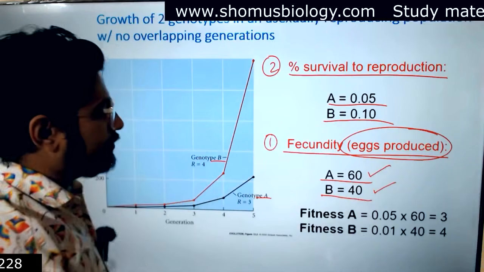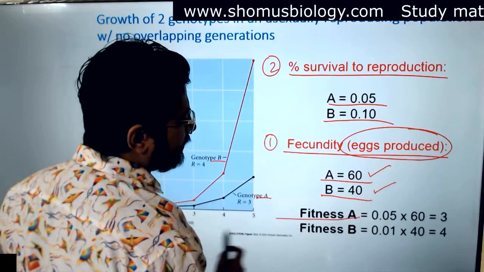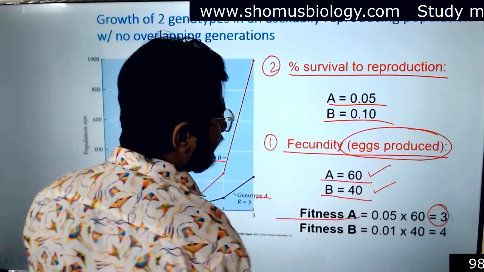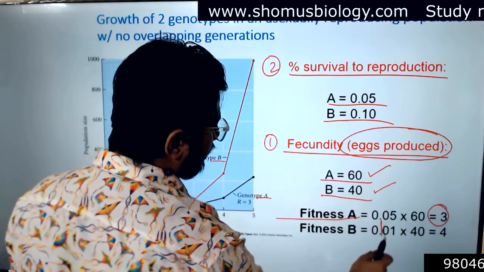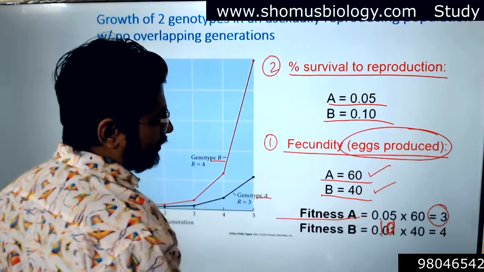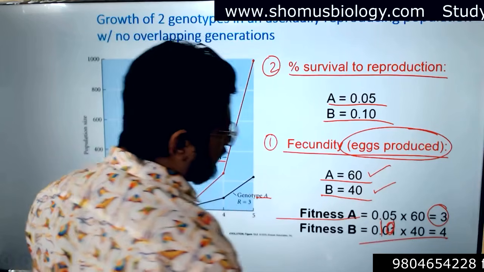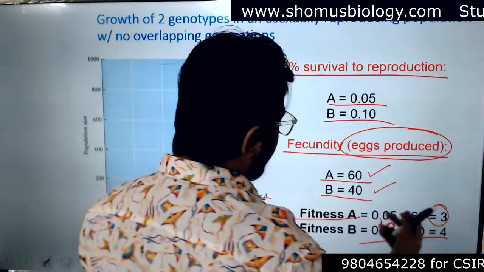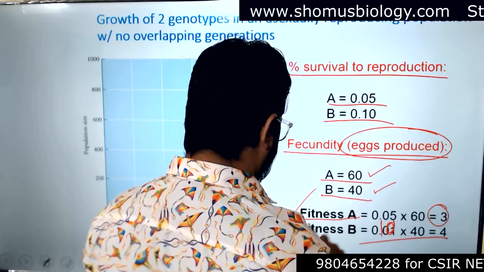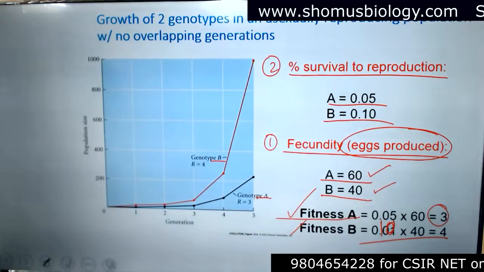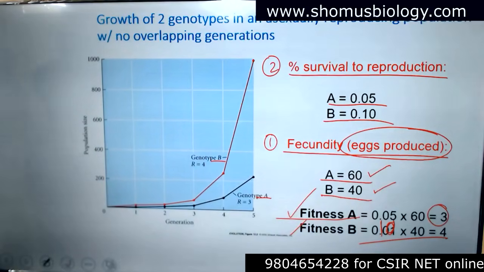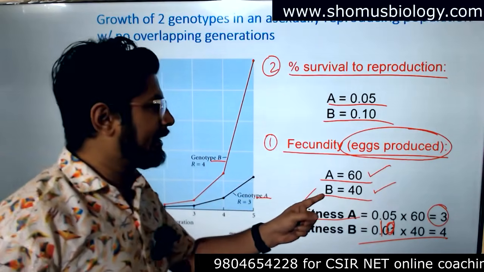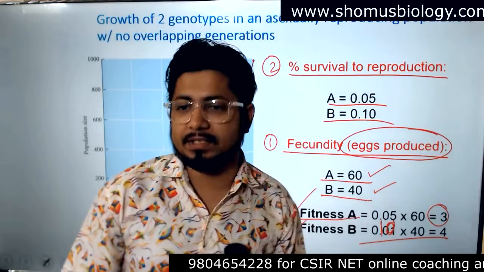So what should we do to count fitness? Fitness for A genotype, 0.05 into 60, that will give us 3. And this one, 0.10 into 40, that will give us 4. Okay? So what value will we get? 3 for fitness of genotype A, fitness for B would be 4. So the fitness of which genotype is better? B. Although you see that B has a lower fecundity, still the fitness is more.